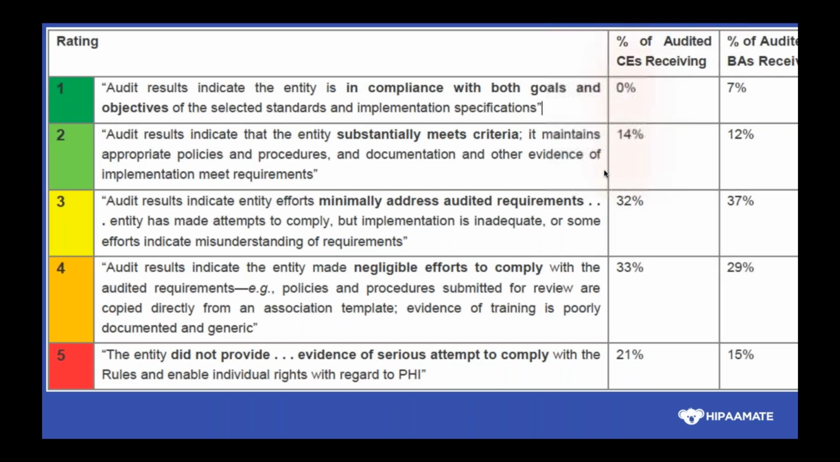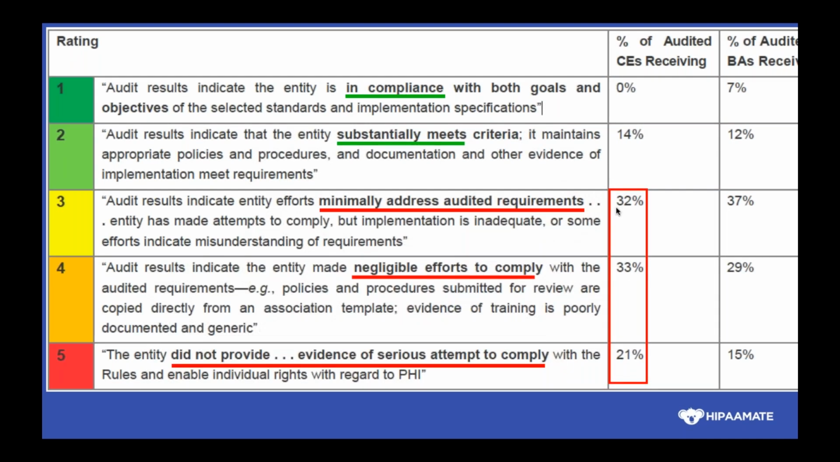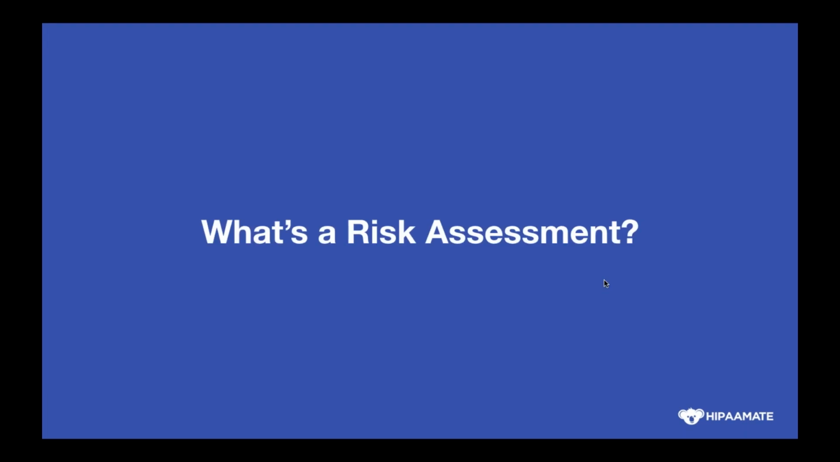If I go back to these numbers right here, the 21%, maybe even the 33%, they just didn't do anything. But the people in this 32% and 14%, the reason they didn't get to that higher bar is that they made an attempt to do a risk analysis, but they didn't actually do one. What they discovered was they were doing a risk assessment instead.